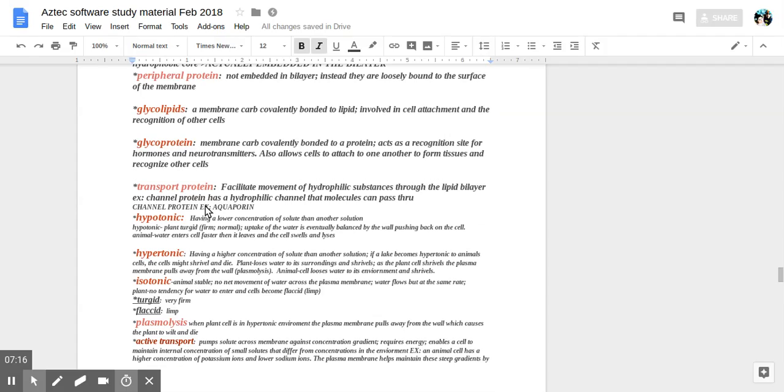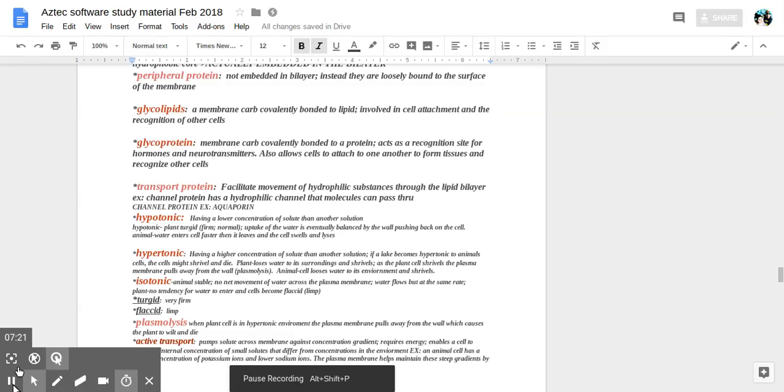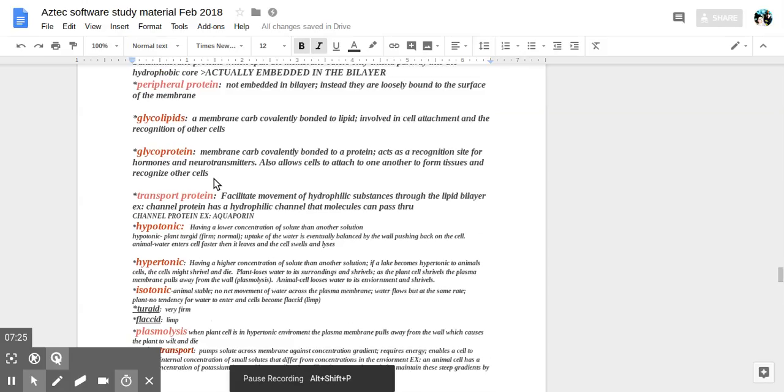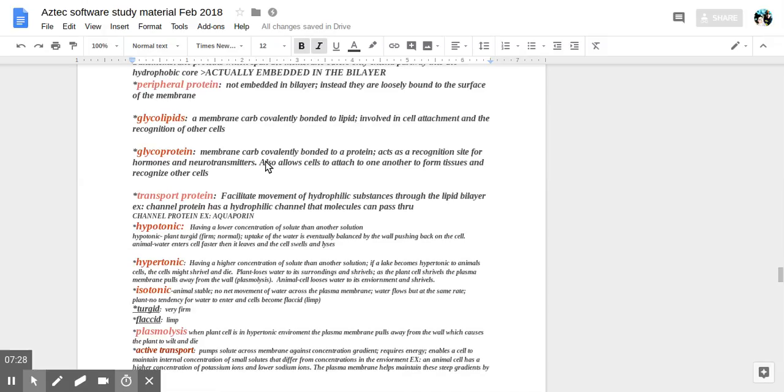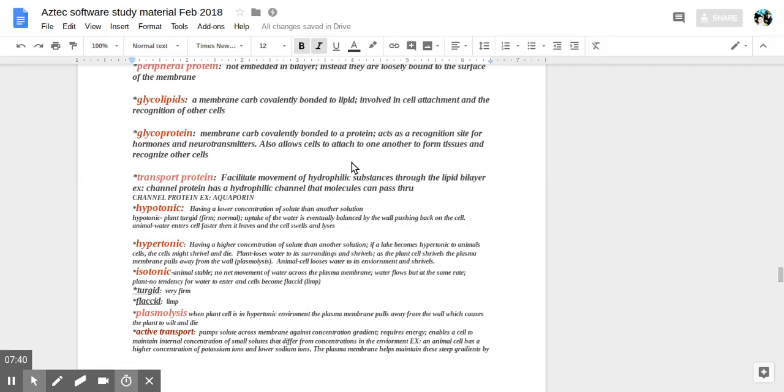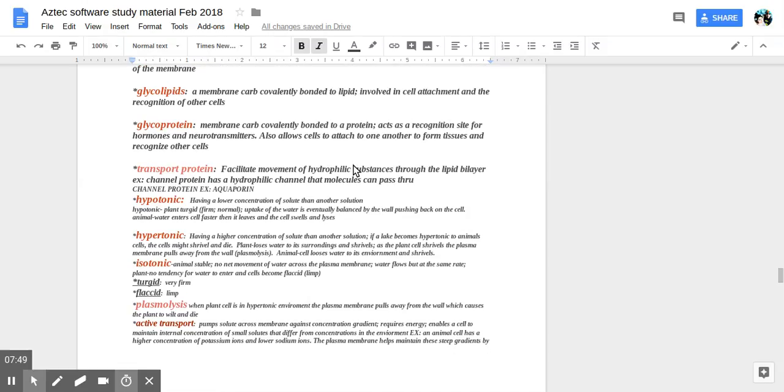Okay, so glycolipids and glycoproteins are carbohydrates which bind to either lipid or protein on the membranes, and they help with different kinds of functions like cell recognition and attaching of cells to one another.